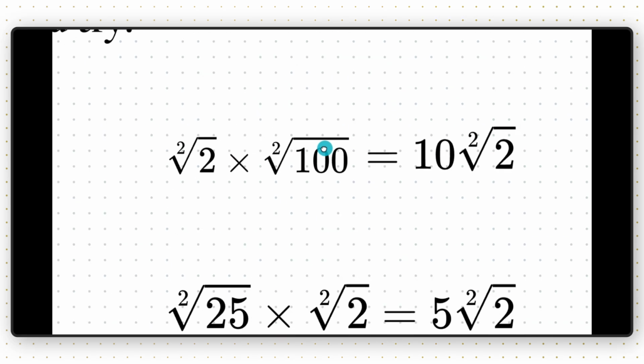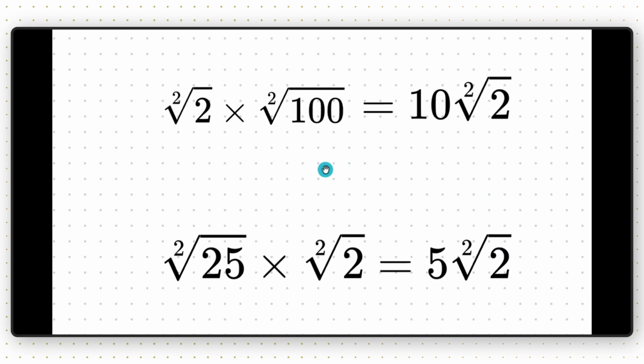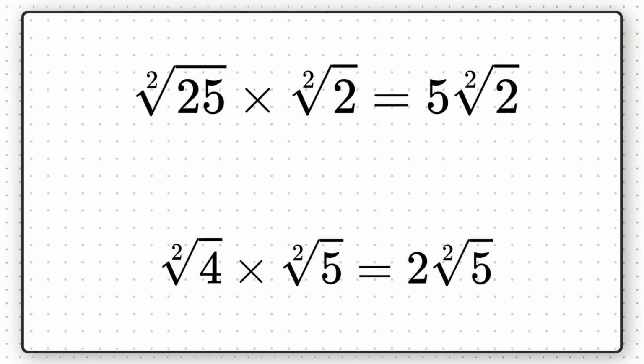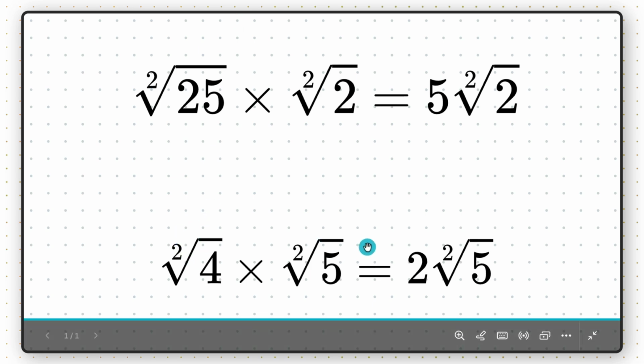Similarly, for the next question, we have the square root of 25 times the square root of 2, which is 5 root 2. So for the last question, we have the square root of 4 times the square root of 5, and the square root of 4 is 2. So our answer is 2 root 5.